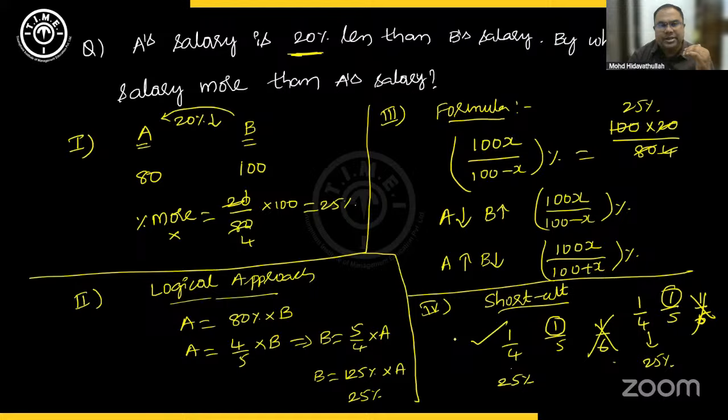Now, what is successive percentage? You're increasing it by 20%. My second 10% is not on 100. My second 10% is on 120. It is not 10, it is 12. Why 12? Because it is 10% of 120.